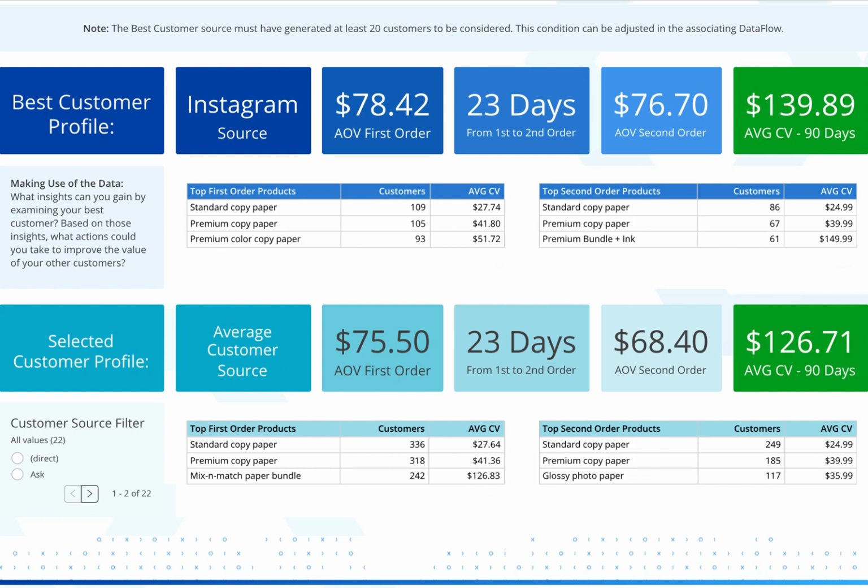We want to show you who your best customer is, where they came from, what they purchased first, how much they were worth, and then how long it took them to repurchase. Then we want to show you them in comparison to your average customer profile so that then you can optimize your customer journey to yield higher 90-day LTVs.